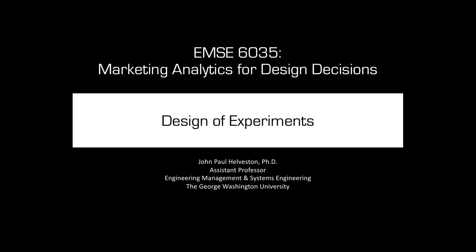All right, this is the lecture on design of experiment. The uncertainty around our beta coefficients is also related to how we design our experiments. Because we're using surveys, we can control what information we're going to get about each different attribute we're interested in.